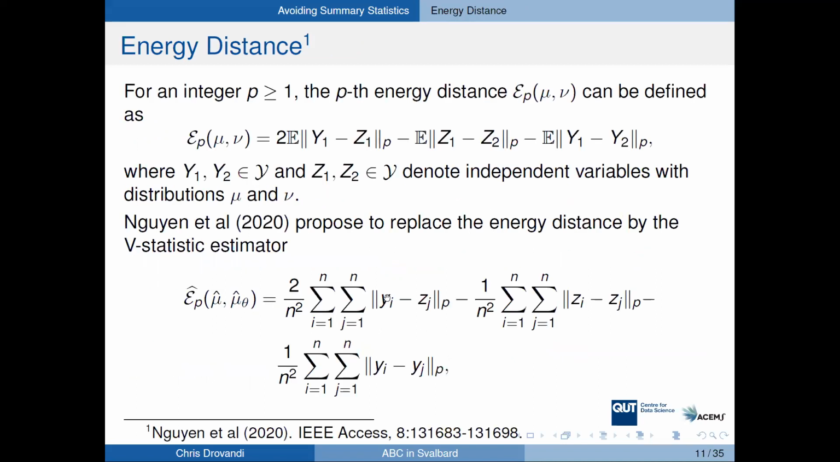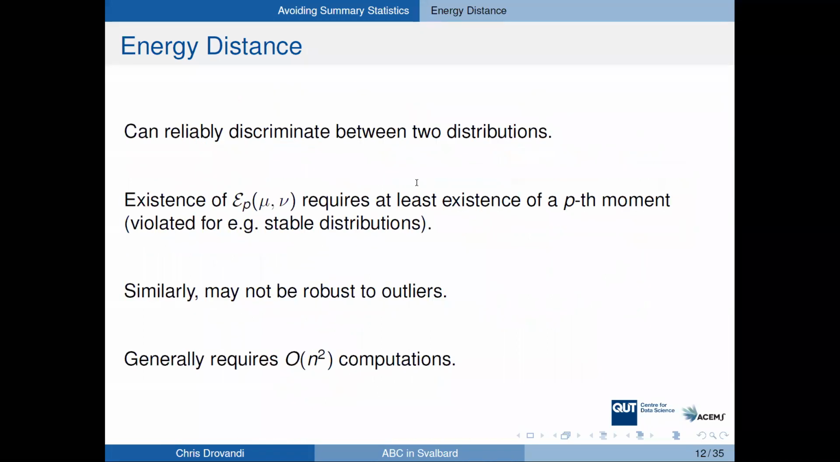The next one is the energy distance. An approximation for this one is given by this expression down here. A potential issue with this approach is that it requires the existence of the moments. If we think about, for example, a stable distribution, this assumption is going to be violated. This is a little bit concerning because stable distributions are often used as examples for likelihood-free inference.